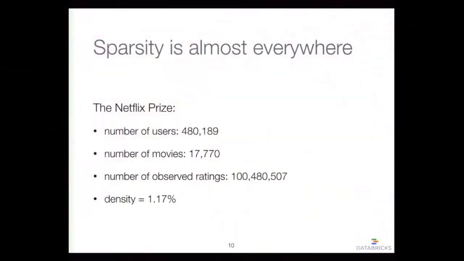The first one is Netflix Prize. It's close to 500,000 users and 20,000 movies. But the number of observed ratings is just 100 million. So the density is just a little bit over 1%.